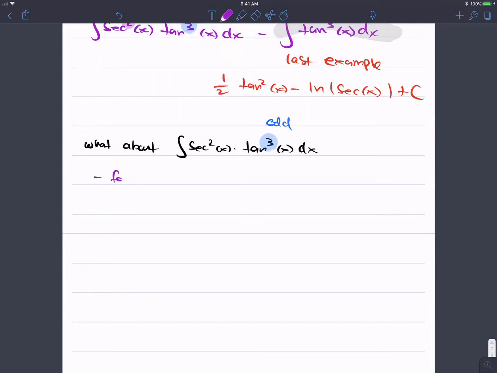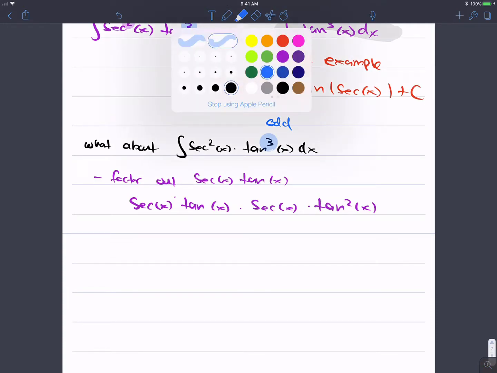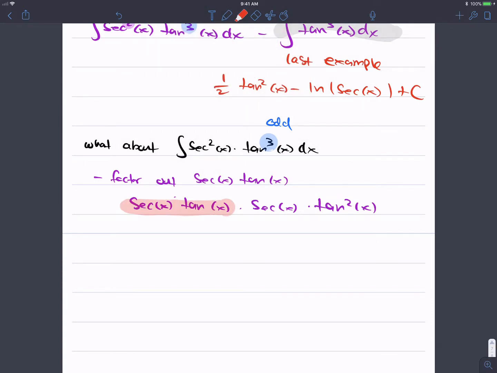I'm going to factor out a secant tangent. So if you do, this becomes secant tangent times secant tangent squared. Okay, so here's my factor of secant tangent that I just factored out. Let's double check. It is secant squared tangent squared now, right? This is the integrand, or what we're trying to integrate.